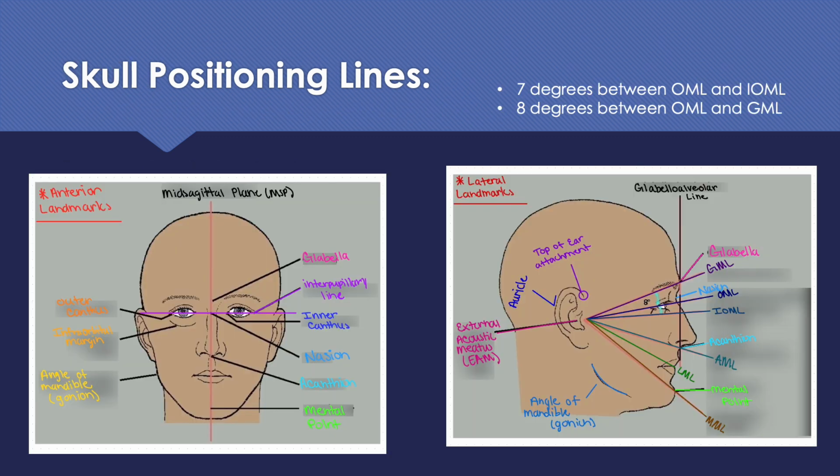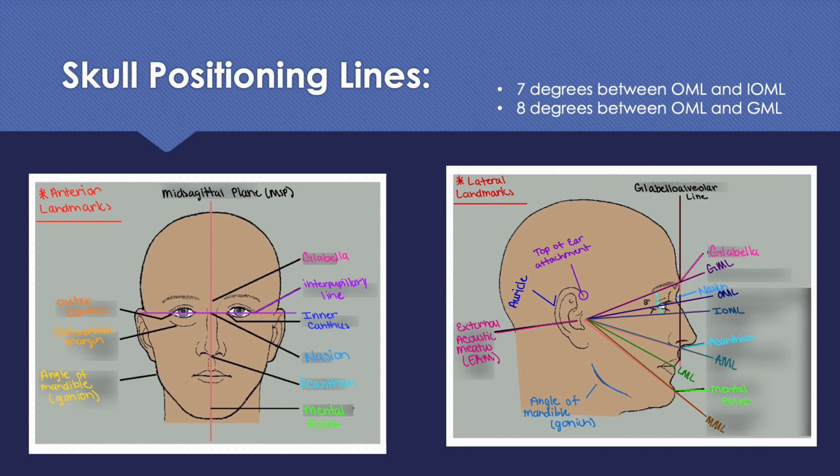Here we have the skull positioning lines labeled. As you can see, we have the mid-sagittal plane, the outer canthus, which is the outside of the eye. We have the infraorbital margin, which is kind of like the bags under your eye, and the angle of the mandible, which is your jaw. We have the mental point, which is your chin. We have the acanthion, which is located under your nose.